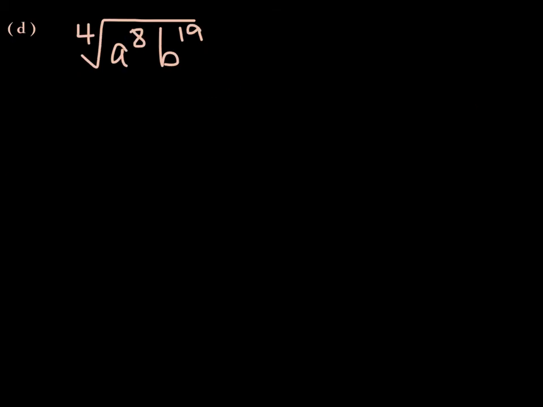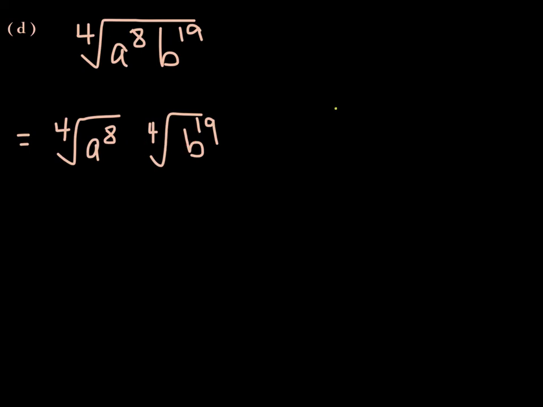All right, guys, we have the fourth root of a to the 8th times b to the 19th power. The first thing I'm going to do is use the product rule to rewrite this as the fourth root of a to the 8th times the fourth root of b to the 19th. And then I'll use our shortcut here. I'll be dividing 8 by 4. I'll also be dividing 19 by 4, okay?